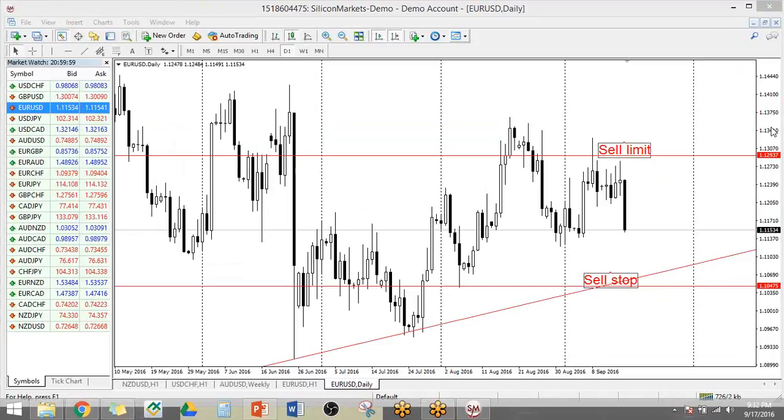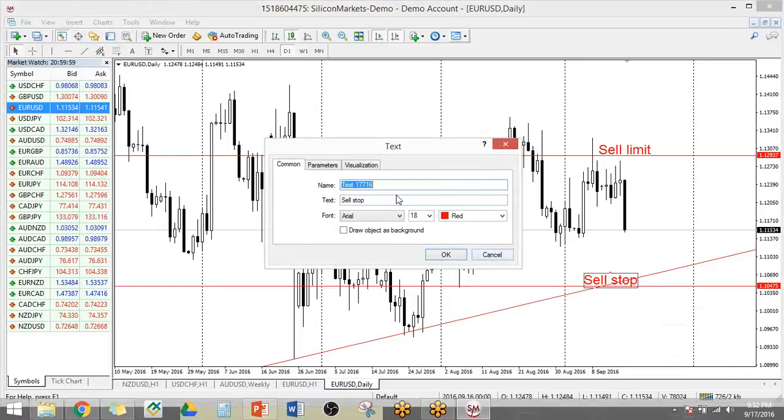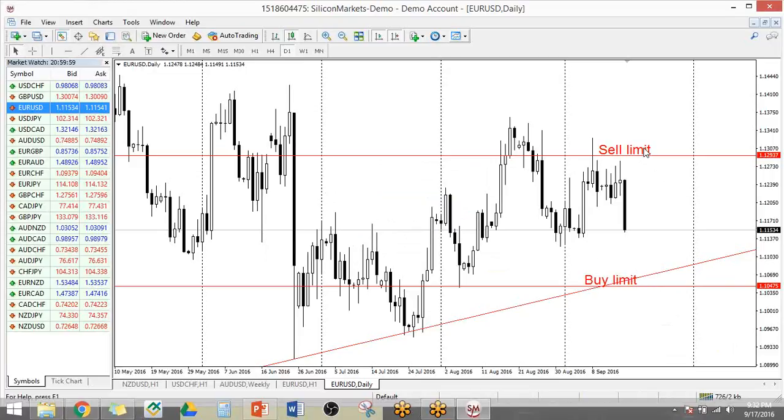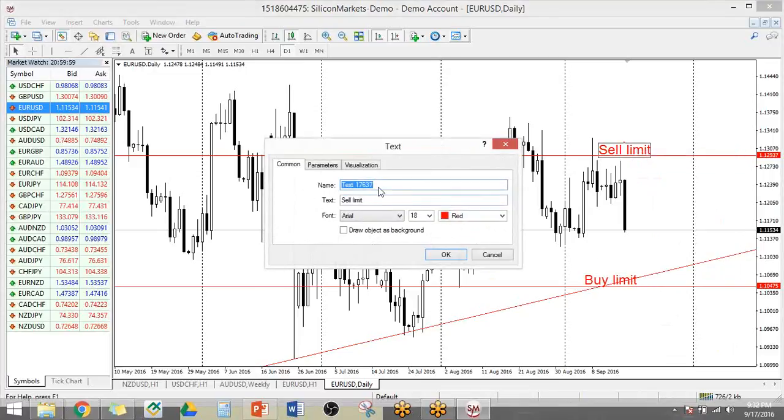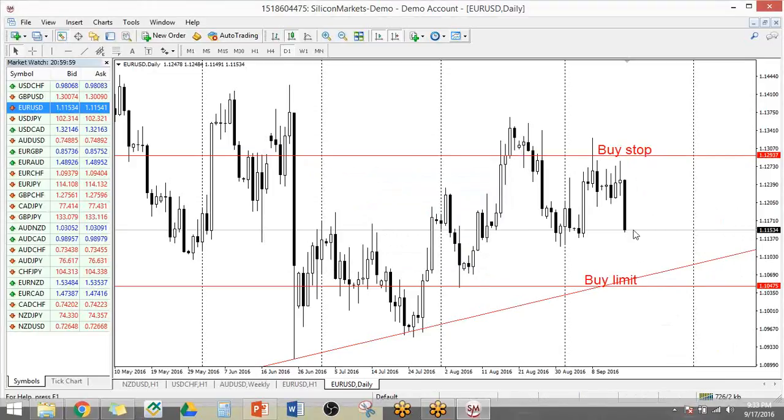Okay, so let's continue. What if we want to buy? Let's say we want to buy below the current price. So let's edit it a little bit. Okay, so what if we want to buy below the current price? What we do is that we use buy limit.